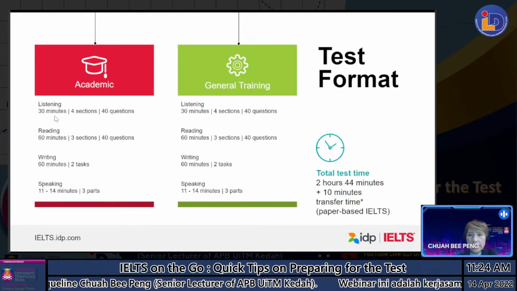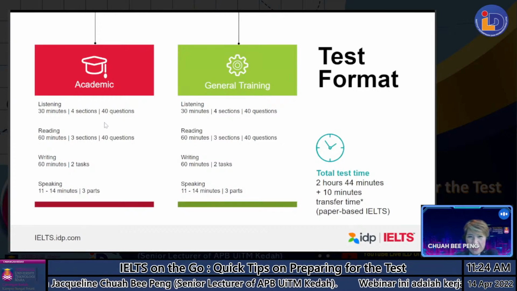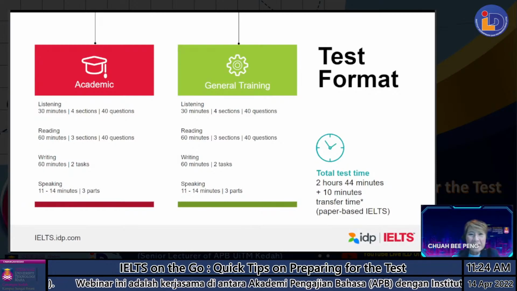And you see, listening runs for 30 minutes, and you have 4 sections. Within those 4 sections, you have to answer 40 questions. I think you need to do a little calculation here. My mathematics is not very good. So how much time do you have for each question? Can someone answer? In 30 minutes, you have to answer 40 questions. Any clue? 0.75 seconds. Yeah, okay.